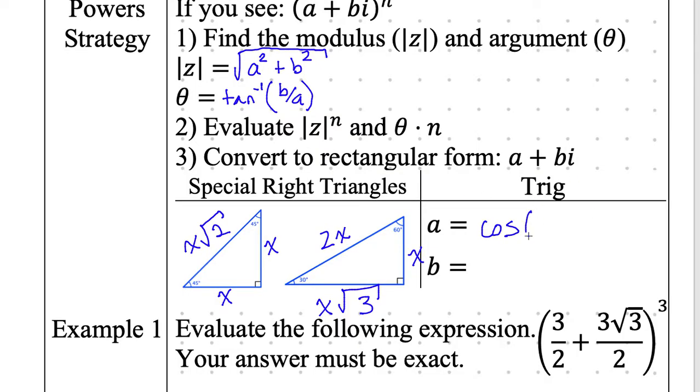So cosine of theta, and don't forget to multiply. If you're in calculus, you say radius. But in here, you would say the modulus. So let's say that our modulus was, I guess you can say, absolute value of z. Usually we write it out front. Sometimes we say r cosine of theta. I'm going to say absolute value of z cosine theta.